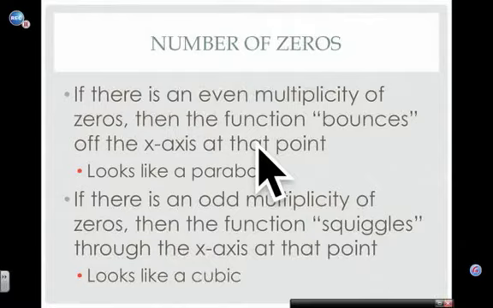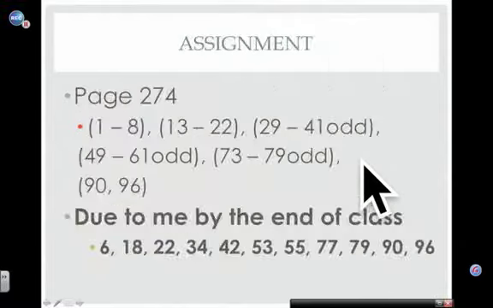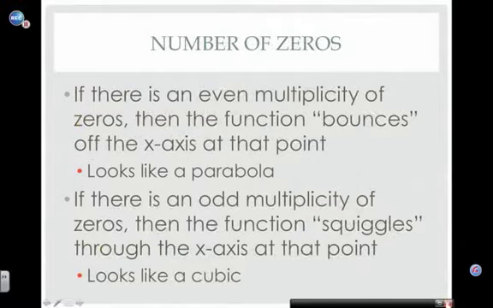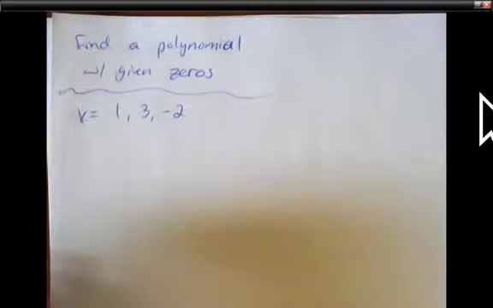I have one more example for us. Just realized I do have one more example before I can go to the assignment for you guys. One more example is, what if I just gave you some zeros and I told you to find a polynomial? Well, this is just going in the reverse order.